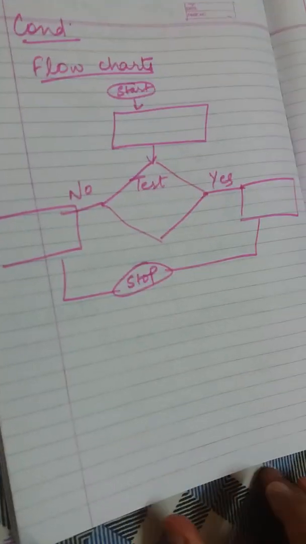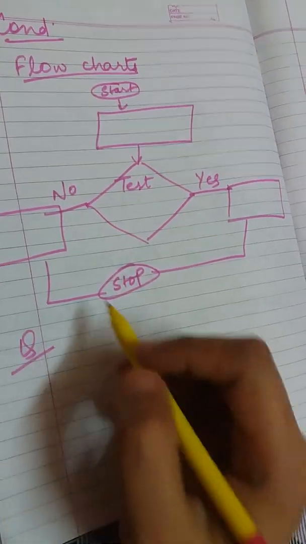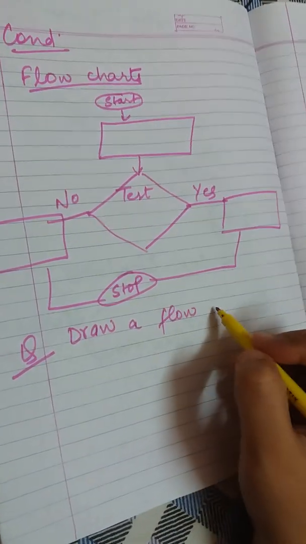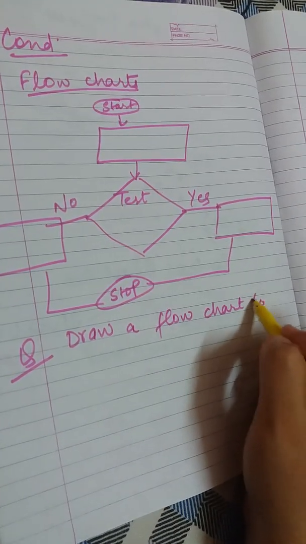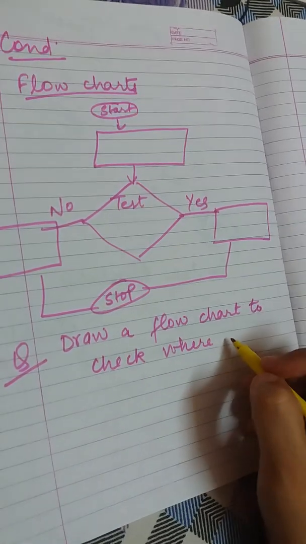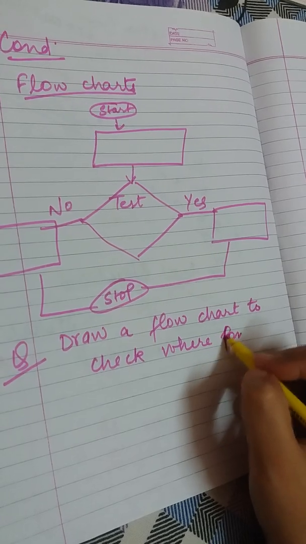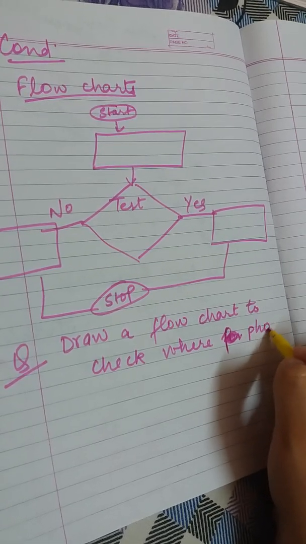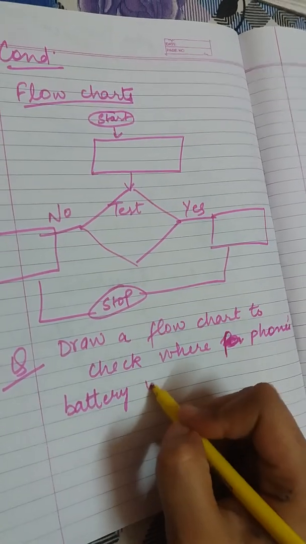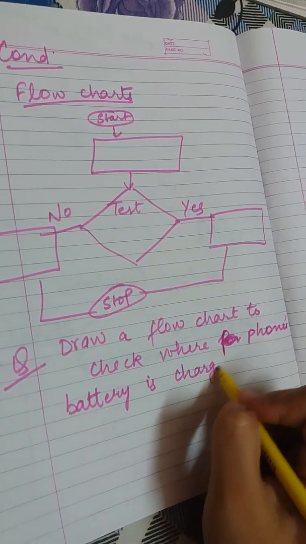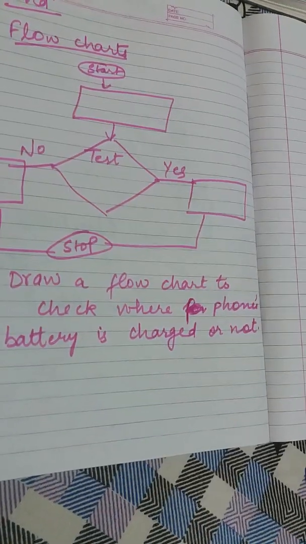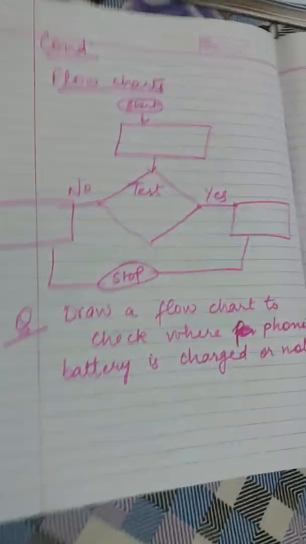Now suppose I ask you to draw a flow chart. Question is, draw a flow chart to check whether phone's battery is charged or not. Okay, now let us see in the above example only how this will fit.